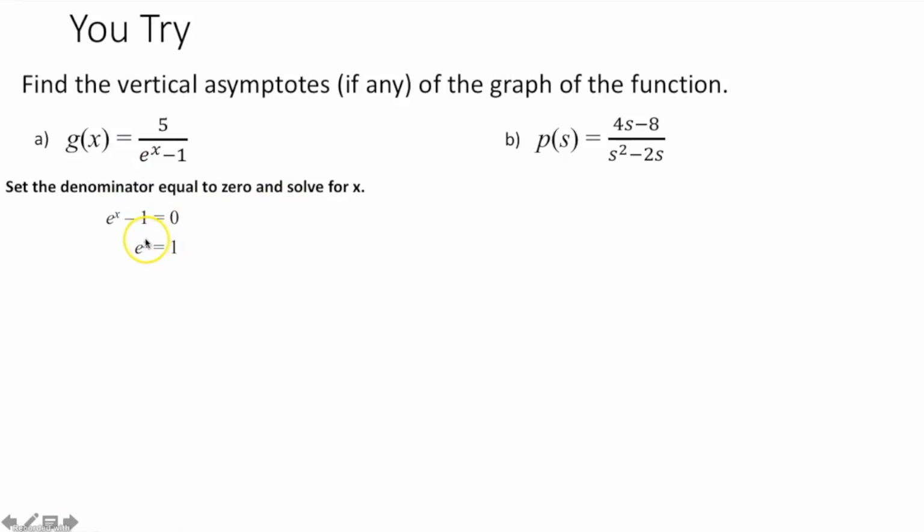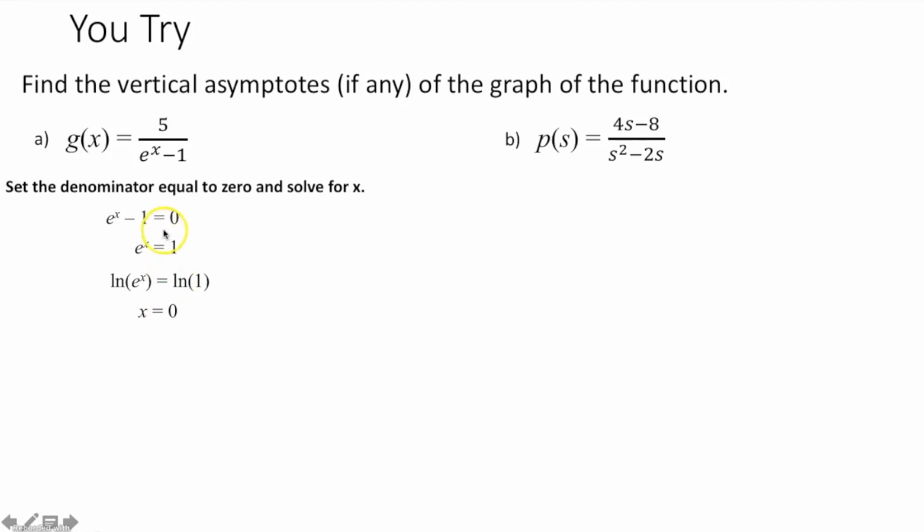I have my variable in the exponent. Now we think back to Algebra 2, how did I get the variable out of the exponent? I actually, in this case, have to take the natural log of both sides. The natural log of e, those cancel out, and I'm just left with my exponent, which is x. Over here, ln of 1 is going to be 0, so I get x is equal to 0.